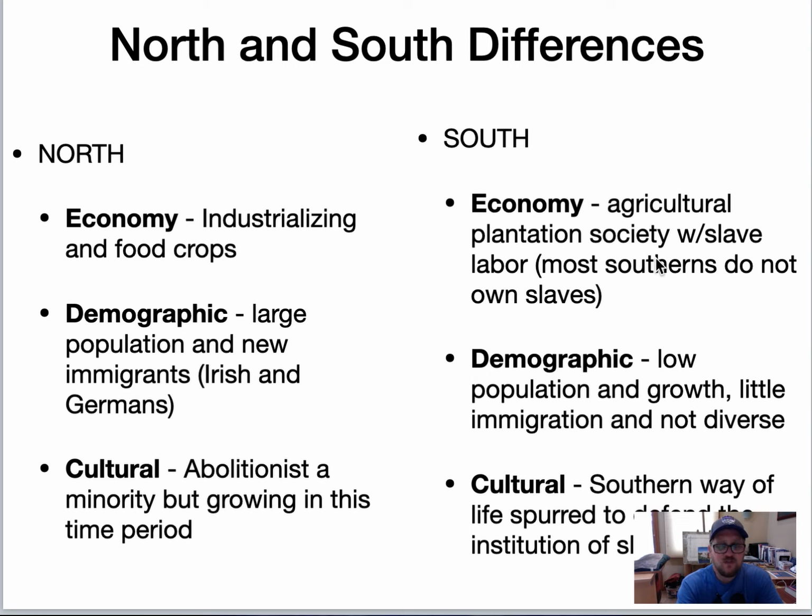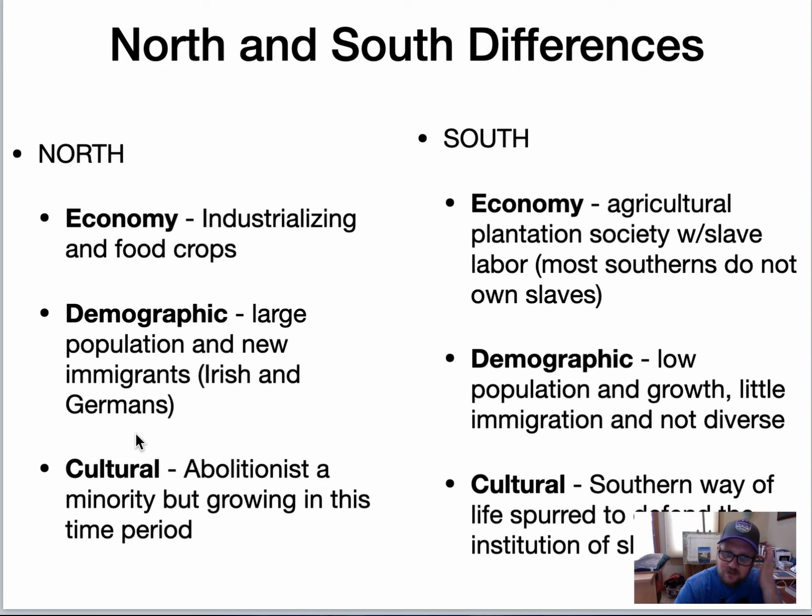The demographics are obviously a large population in the North, very diverse. Immigrants rushed in, Irish and German, in this time period with the biggest wave of immigrants going to the North. Again, the biggest cities and biggest population clusters were in the North. The South had low population growth, very little immigration, and was very undiverse for the most part.